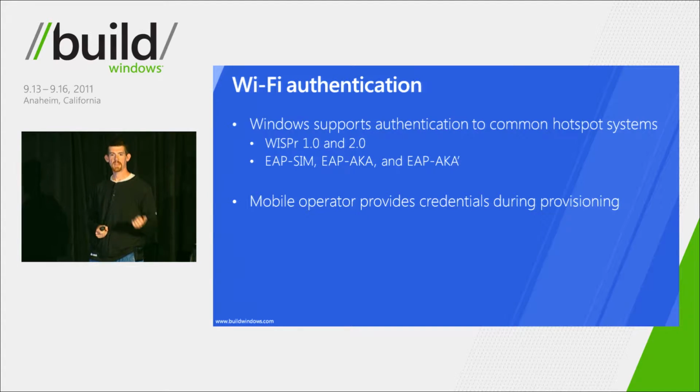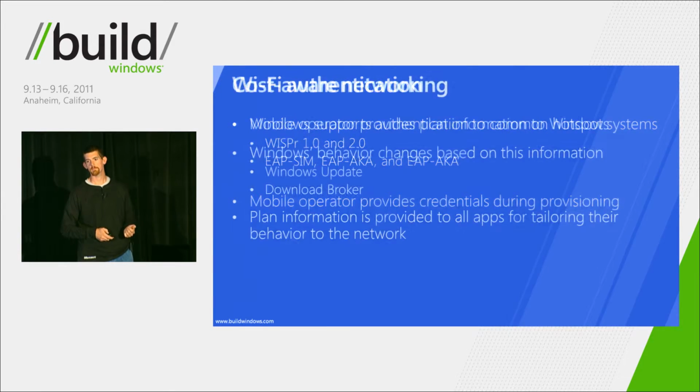When you're connecting to that Wi-Fi hotspot, we can authenticate using several of the common authentication mechanisms. We support WISPr 1 and 2. And for mobile operators, we also support EAP-SIM, EAP-AKA, and EAP-AKA Prime, so that we can use the SIM to authenticate to the Wi-Fi and do that handoff seamlessly. And in the case of WISPr, the mobile operator provides those credentials as part of the provisioning file.